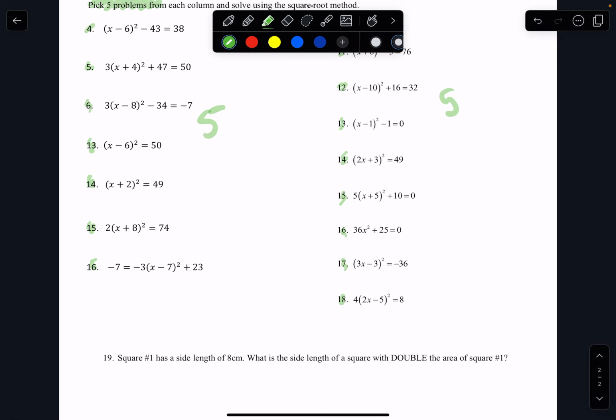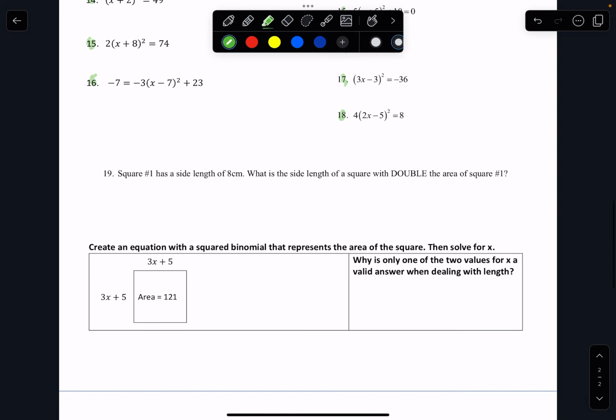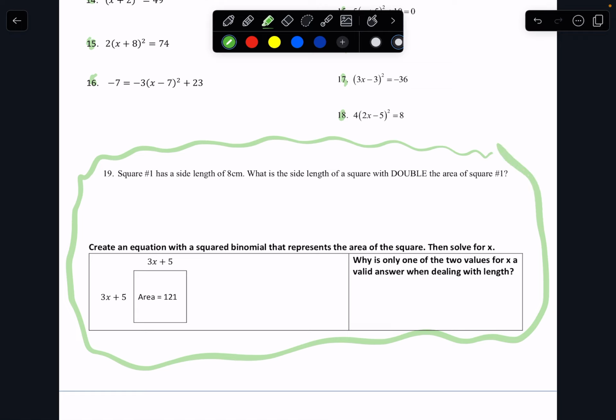Be careful of your answers. Okay. And then there's 2 problems at the bottom that are a little bit more story problem driven. Those you need to do. These are not optional. You need to do both of those problems at the bottom. Good luck. Come see me if you need help.